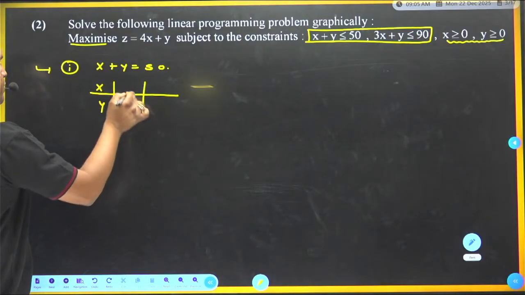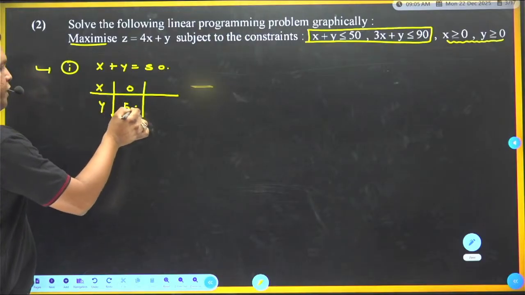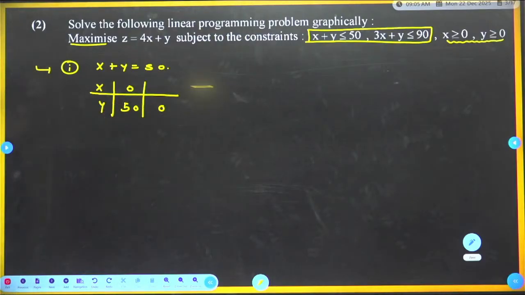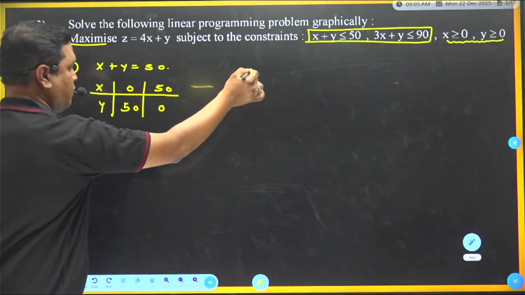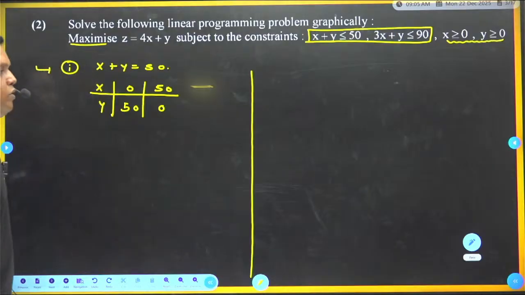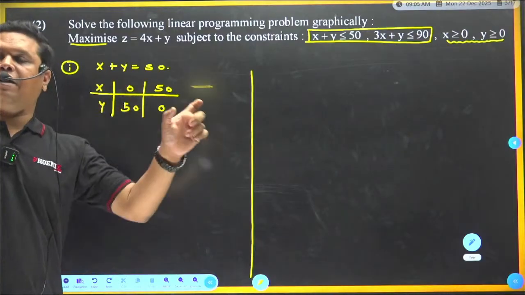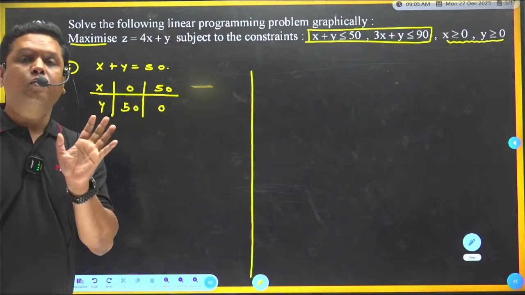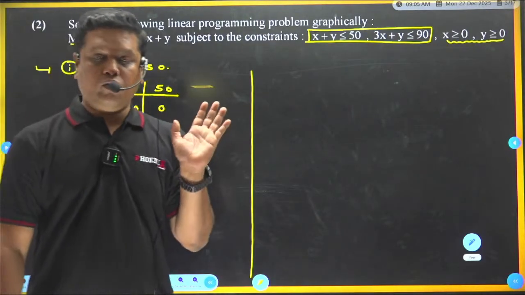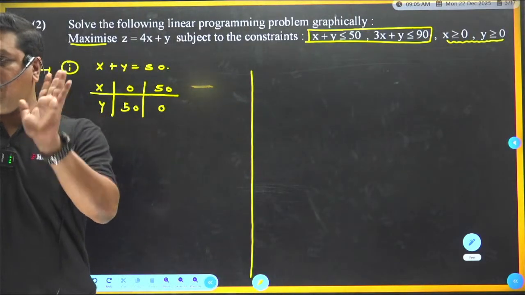So first time x is 0, then y is 50; second time y is 0, then x is 50. Now always find out the direction. Here we draw a line. Now decide that direction. Direction is decided with respect to whom? Origin. So either it is towards or it is away.